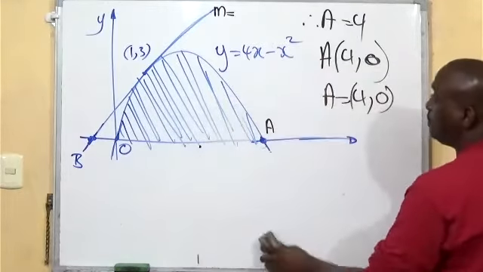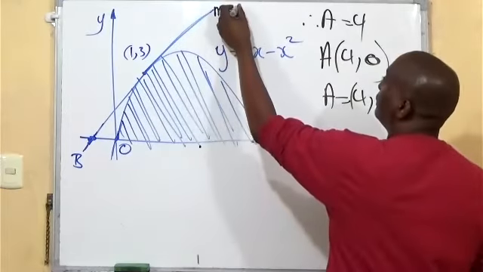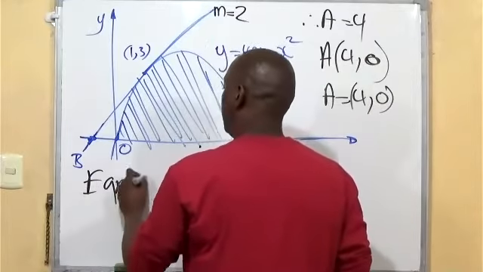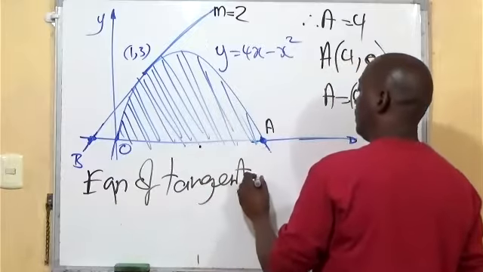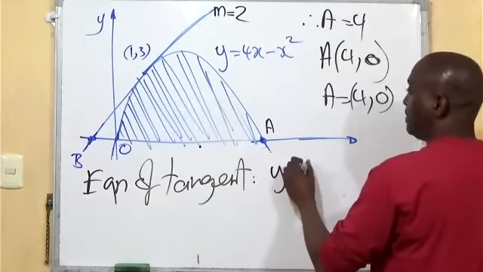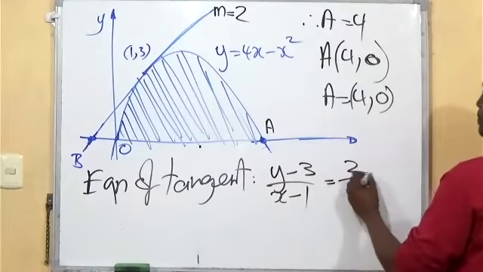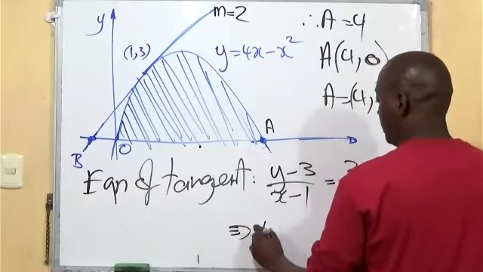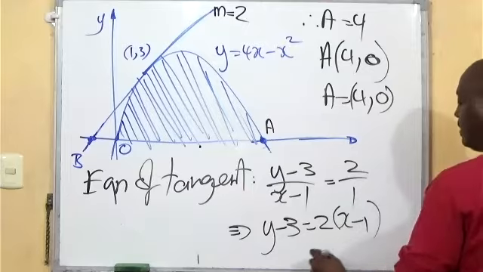So we know m is equal to 2 because we were able to use the gradient function and the value of x. m is equal to 2. So the equation of the tangent is: y minus y1 over x minus x1 is equal to 2. Well, 2 over 1. You cross multiply, you get y minus 3 is equal to 2 into x minus 1.